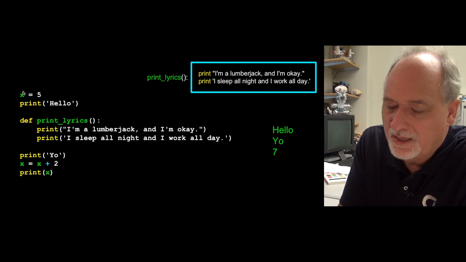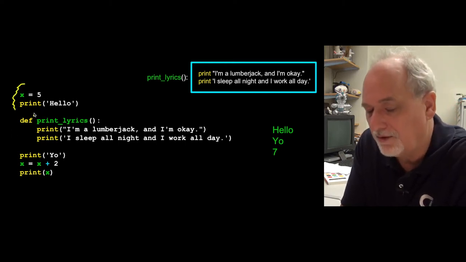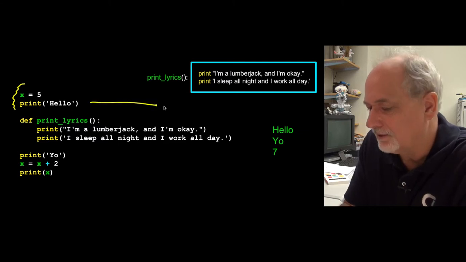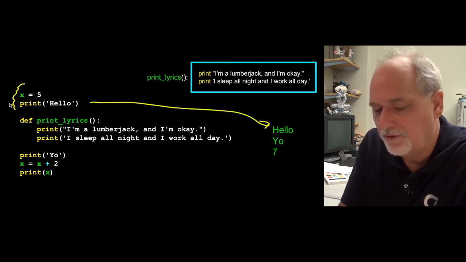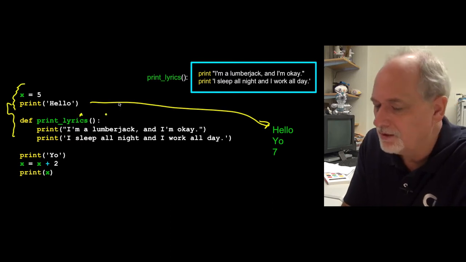So here we go. We start x equals 5, print. You have all the defs at the beginning. The def runs whenever. So, out comes hello. And then we define a function, and this says, oh, you want to make a new thing here. So I'll make a new thing.